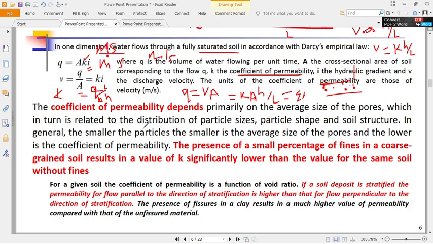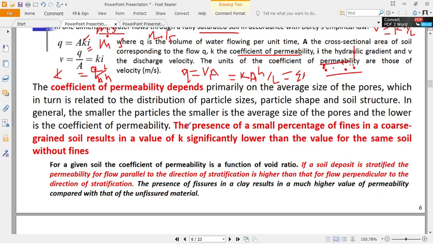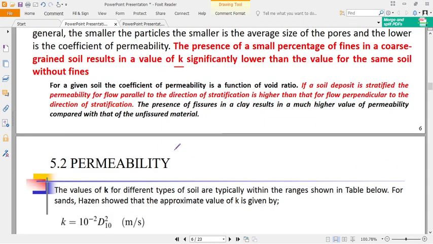Okay, and the presence of a small percentage of fines in coarse-grained soil results in a K value significantly lower than the value for the same material without fines. Now, the presence of fine materials, or the particle size, also affects the value of K. If you have a material which contains very fine particles, the value of K will be lower. For a given soil, the coefficient of permeability is a function of the void ratio.